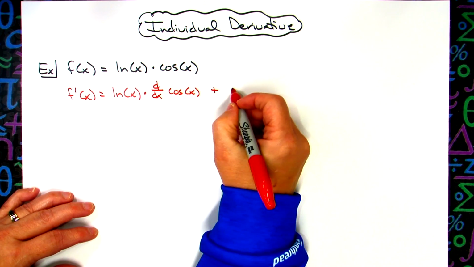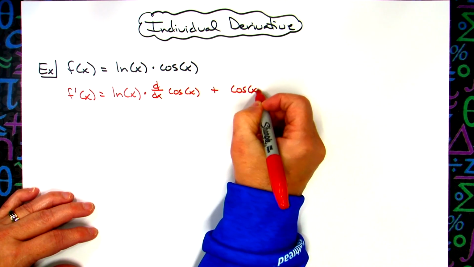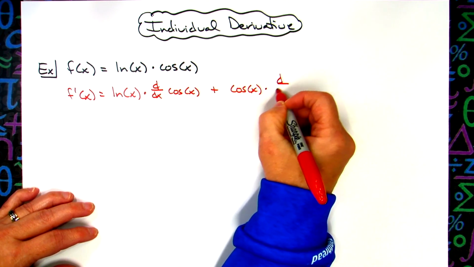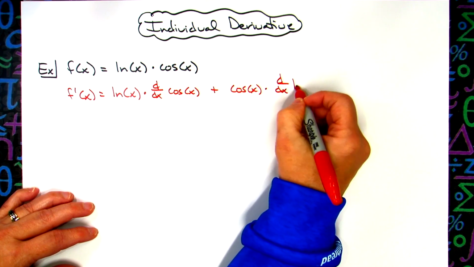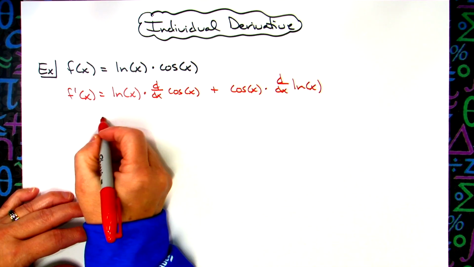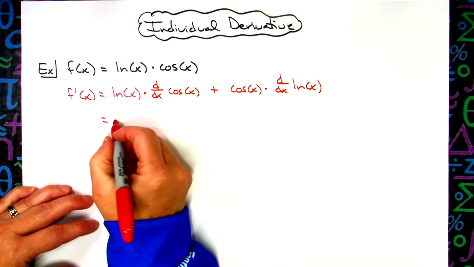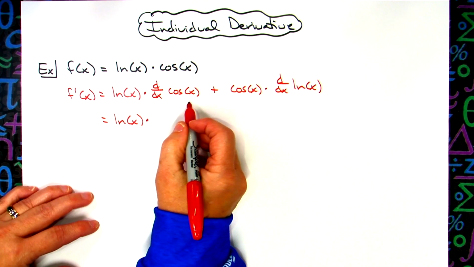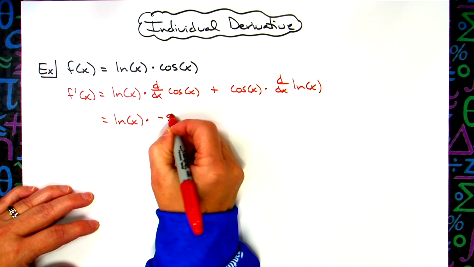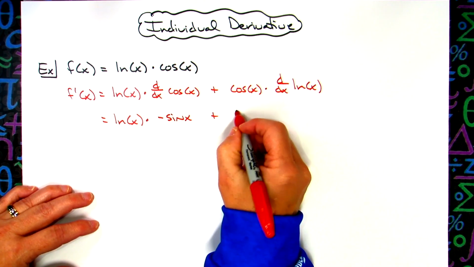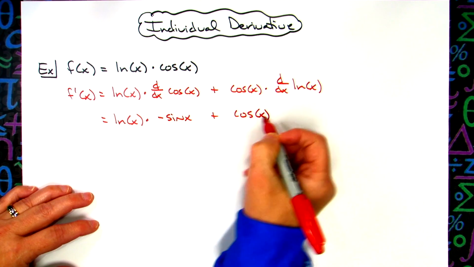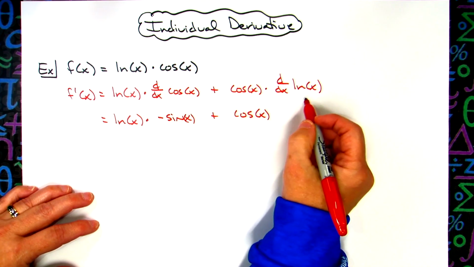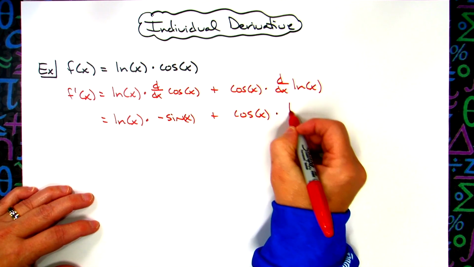We'll add to that the second term, cosine of x, times the derivative of that first term, so derivative of natural log of x. All right, in this line, we'll actually find those derivatives, so natural log of x, derivative of cosine is going to be a negative sine x. We'll have the cosine of x, and then derivative of that natural log of x is 1 over x.